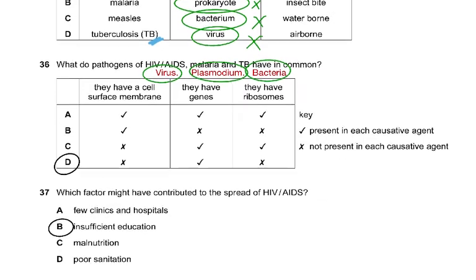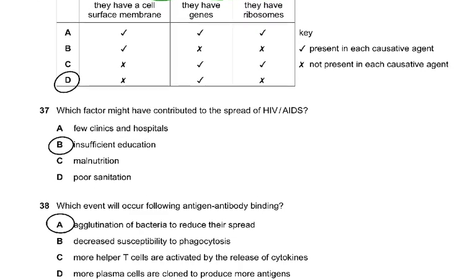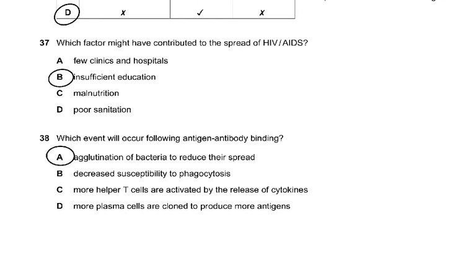Then we have 37. Which factor might have contributed to the spread of HIV/AIDS? Few clinics, hospitals, insufficient education about HIV/AIDS. You've studied that, you know it in the diseases chapter. So you know why the others were all wrong. Few clinics and hospitals, malnutrition, poor sanitation was all rubbish.